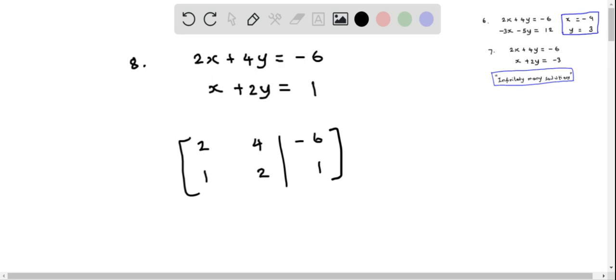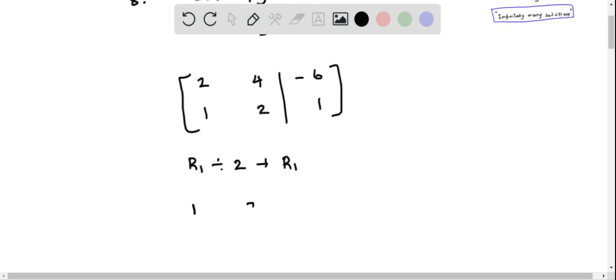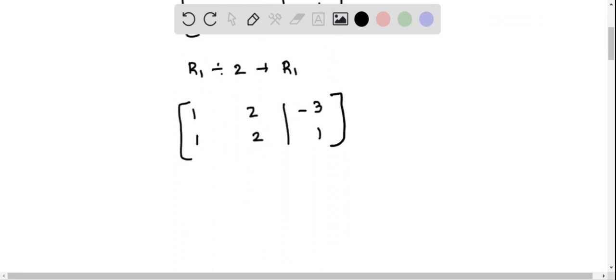Now once again I do this row operation, that is row 1 elements divided by 2. This is updated as row 1. So this gives 1, 2, negative 3. And I write the row 2 elements as it is, that is 1, 2, 1. Now I do this operation, that is row 2 elements minus row 1 elements, and this is updated as row 2.